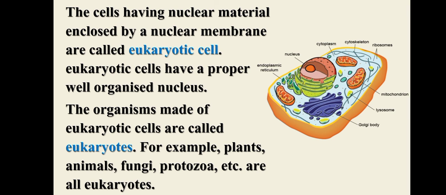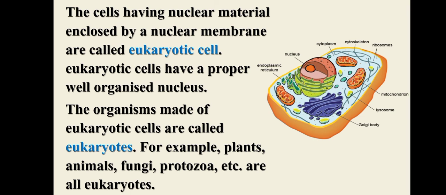The organisms made of eukaryotic cells are called eukaryotes. Eu means true and karyon, I have already told, means nucleus. In other words, the organisms whose cells possess a nucleus bound by a nuclear membrane are called eukaryotes. All the organisms other than bacteria and blue-green algae are eukaryotes. For example, plants, animals, fungi, and protozoa, etc. are all eukaryotes.